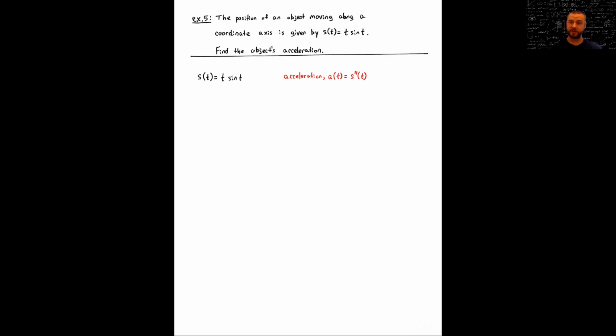So this one is going to be a little bit of work, but it's, again, a straightforward application of the product rule. We just have to calculate first s prime, which would represent the velocity, and then differentiate that yet again to get the second derivative, s double prime, which would represent acceleration.